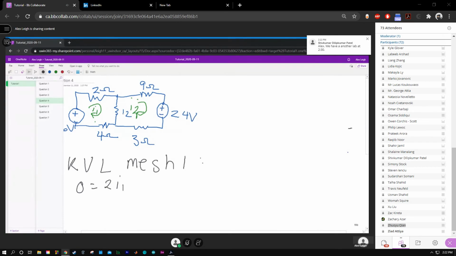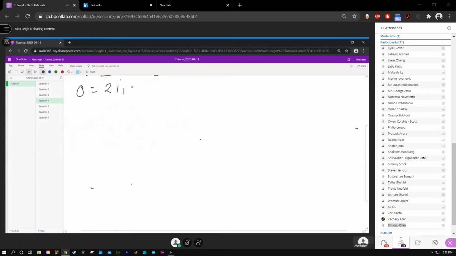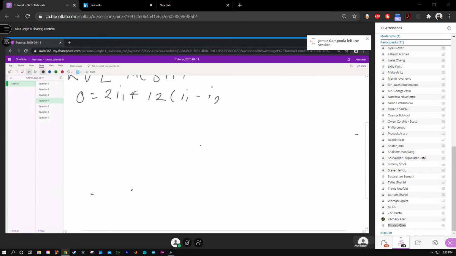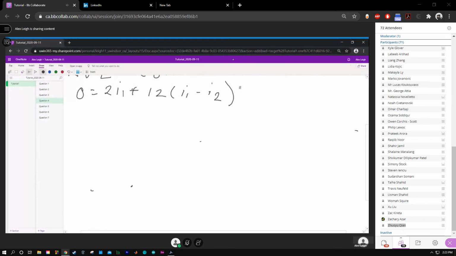This one here is 12. We have I1 flowing this way, and we have I2 flowing upward. So it's actually the difference of the two currents times the resistance. So 12 times I1 minus I2. Next one is this here. We just have I1 going through it, so it's going to be 4 times I1.